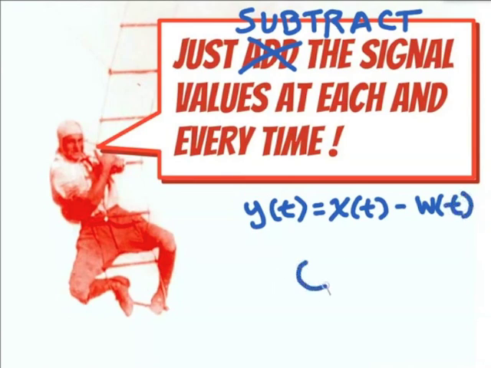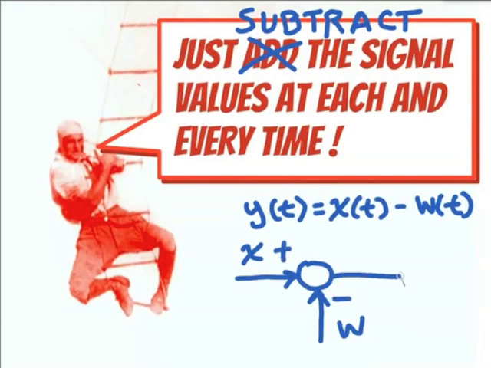We can represent this in the form of a diagram as shown here at the bottom of the page. We show signals x of t on the left and w of t coming from below, and we put a plus sign next to x of t's arrow and a minus sign next to w of t's. And then coming out of that junction is y. So that symbol there indicates that y is x minus w.